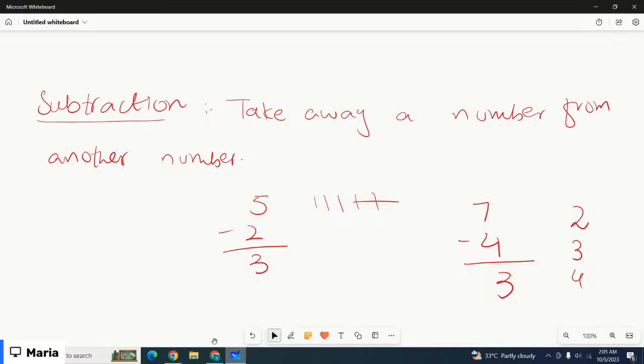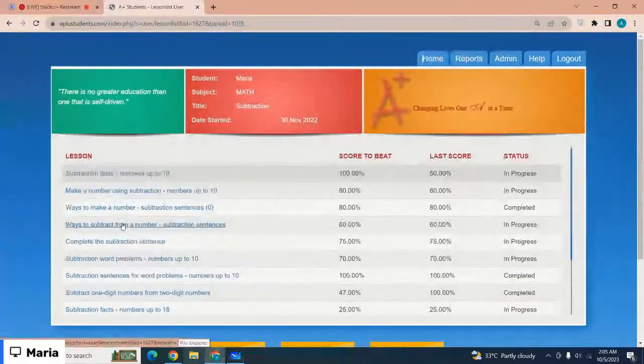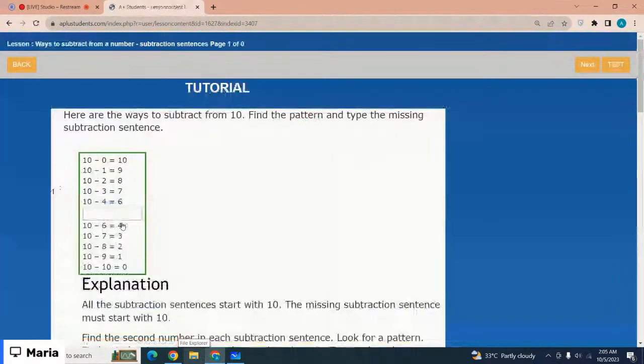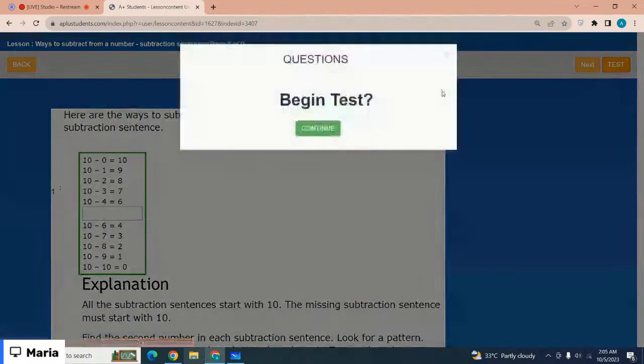Let's just do practice questions from the lesson. We're going to start with ways to subtract from a number, subtraction sentences, right? So let's just start with the test questions, right?